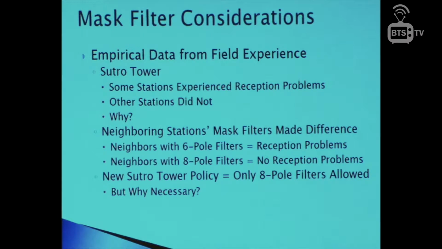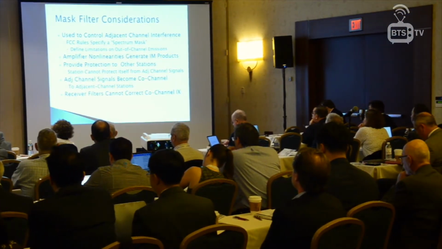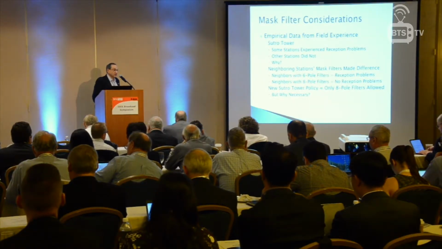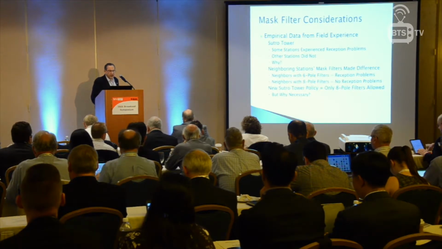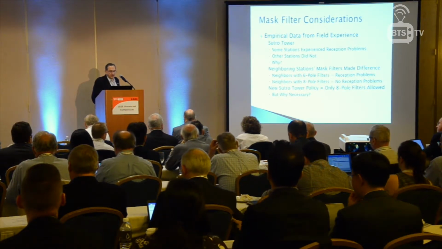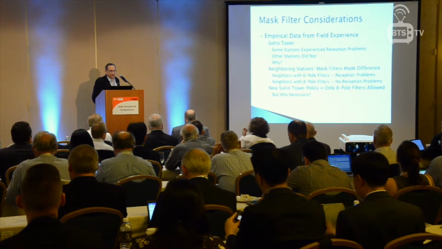A lot of this started due to some empirical experience that was gained at Sutro Tower. In the early days, some stations experienced reception problems while others didn't. And some studies were done to try and figure out why. And it turned out that those stations that had neighboring stations, adjacent channels with six-pole filters, had reception problems. And those that had neighbors with eight-pole filters did not have reception problems. And so Sutro established a new policy, and still in effect, that says only eight-pole filters are allowed.